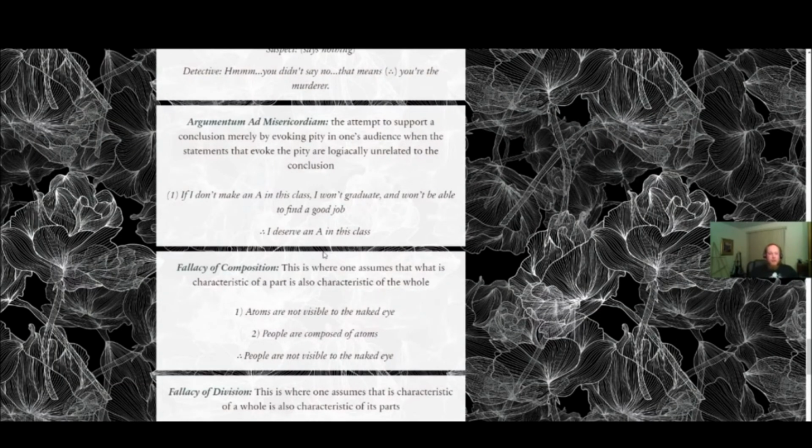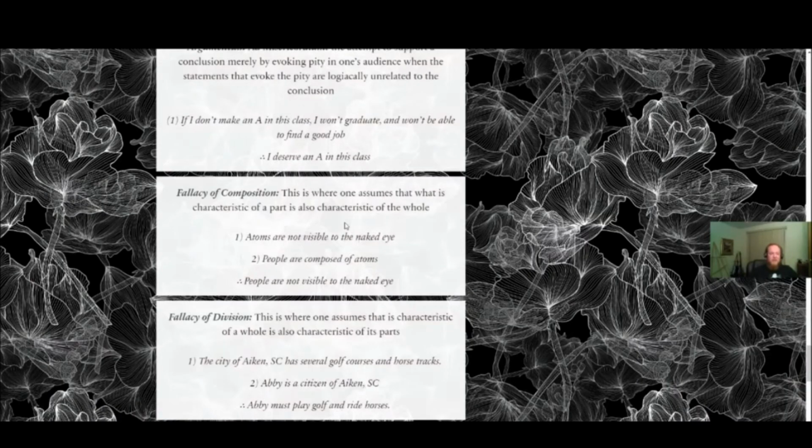Argumentum ad misericordiam. Literally, argument to misery or pity. This is where you support a conclusion by making someone feel bad. So this is emotional manipulation. So someone might do this to me. Please don't do this. But I've had this happen before. So let's say someone says, if I don't make an A in this class, I won't graduate. I won't be able to find a good job. So I deserve an A in this class. Listen, maybe you do from the work that you put forth. Just because you're trying to make me feel bad about it doesn't make it true.